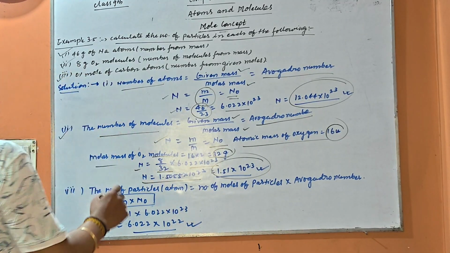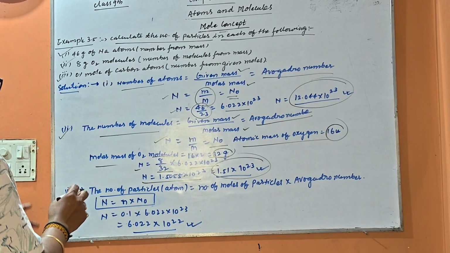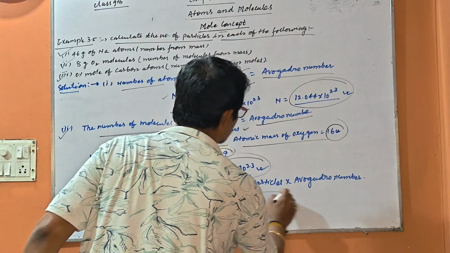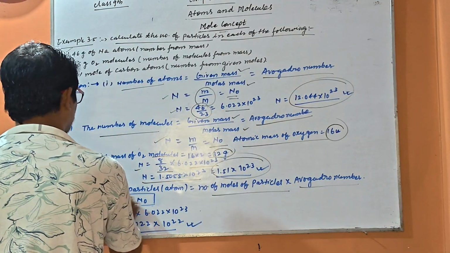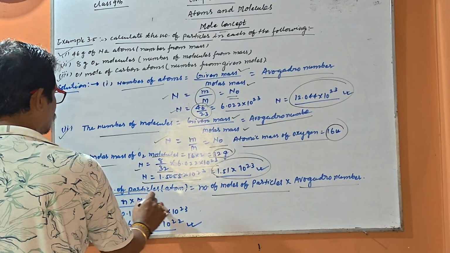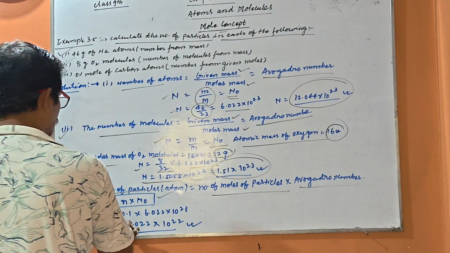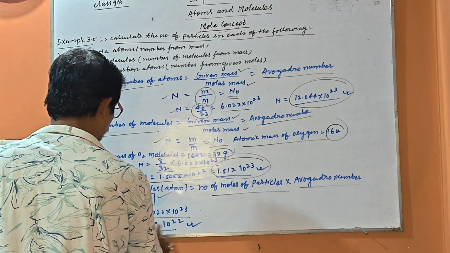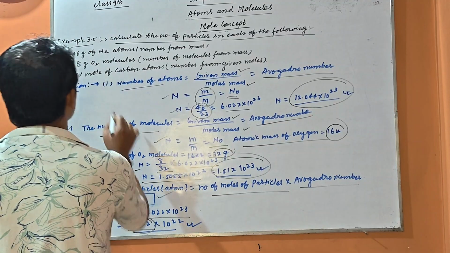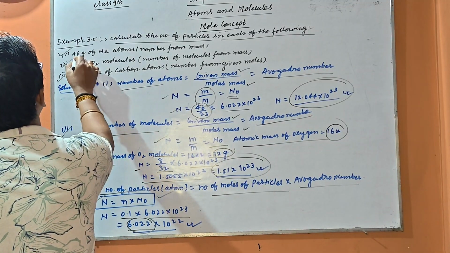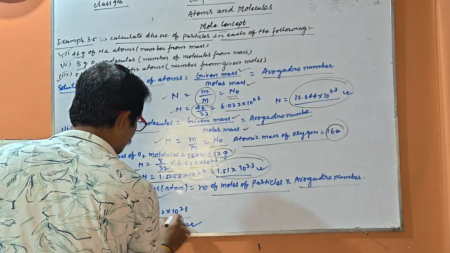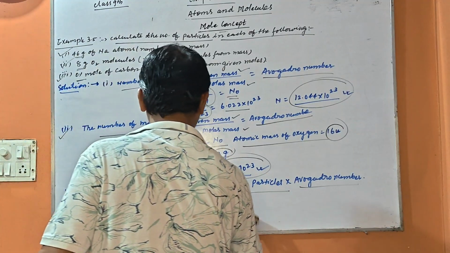Third question: 0.1 mole of carbon atoms, number of particles. The number of atoms is equal to the number of moles of particles into Avogadro number. That is the formula. N is equal to n into N0, where n is equal to 0.1, into 6.022 into 10 to the power 23, which gives 6.022 into 10 to the power 22. So that is the third answer.